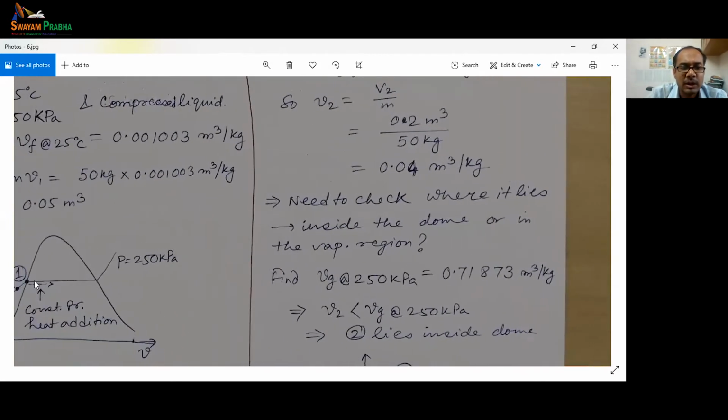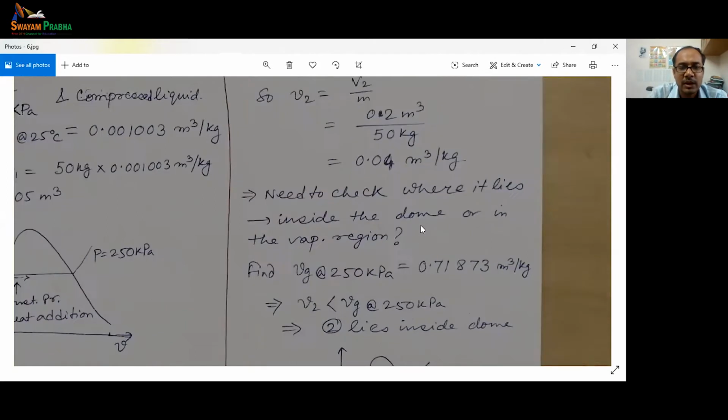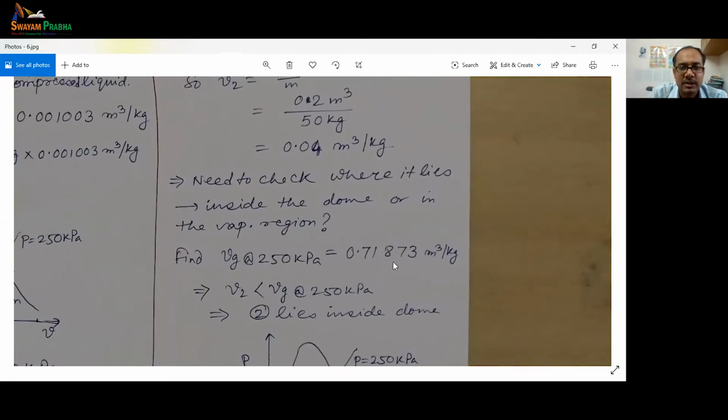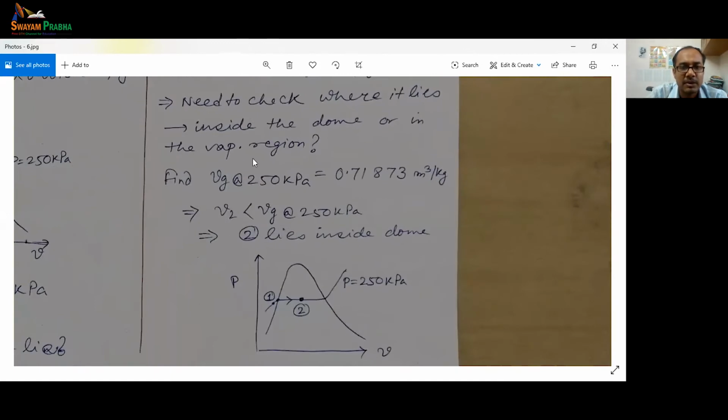Now we can see what the specific volume is at this point, where the constant pressure line cuts the saturation vapor line. If the specific volume at state 2 is higher than this point, then it will be in the superheated vapor region. Otherwise, if it's less, then we will be inside the dome, on this flat plateau. So we have to check whether it lies inside the dome or in the vapor region.